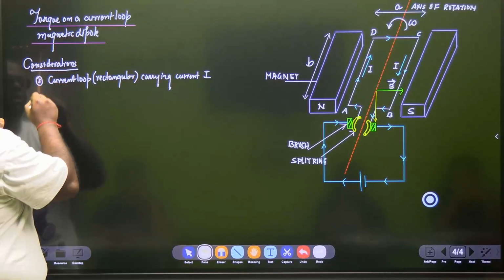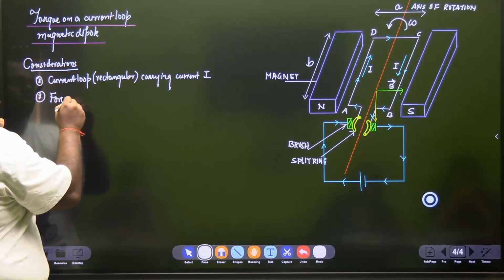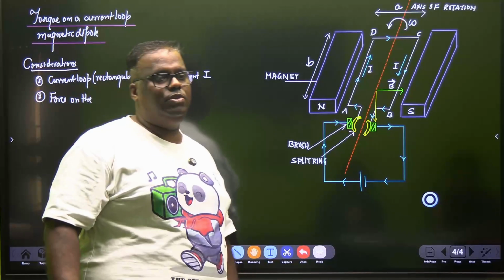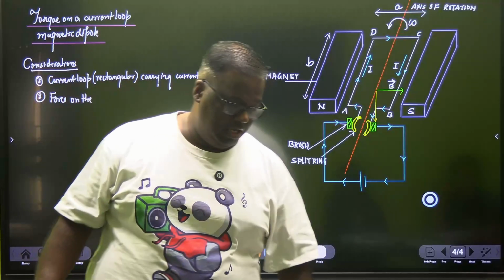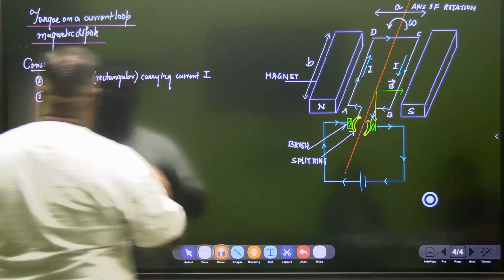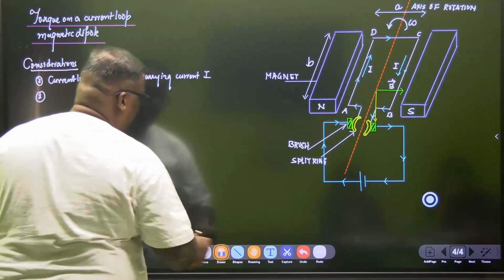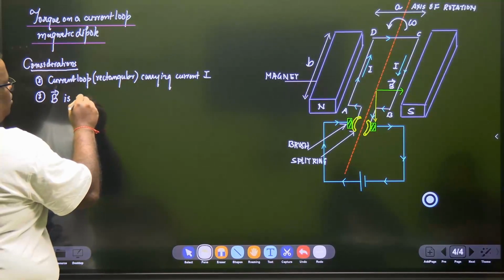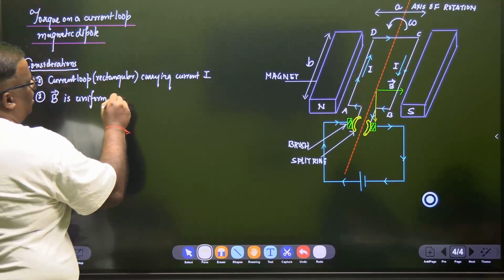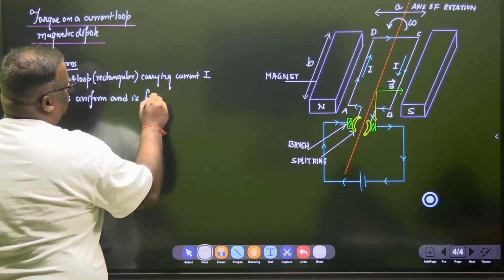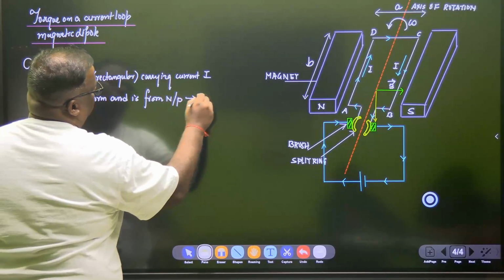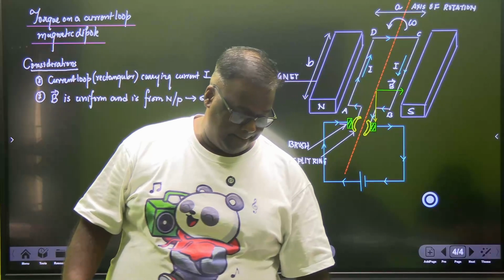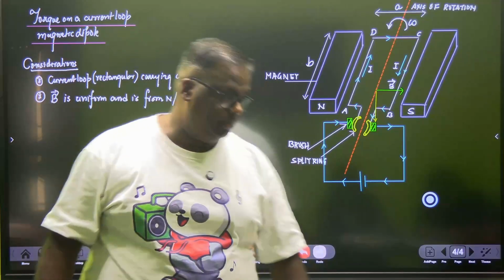And our next will be force F. How do you find out F? F is always I into L cross B. Before I calculate the force, we'll write down another point. B is uniform. Write down: the magnetic field is uniform and is from North Pole to South Pole. That is, it is directed towards right.